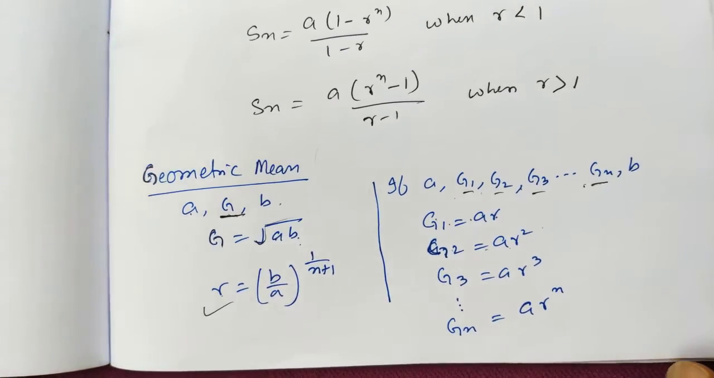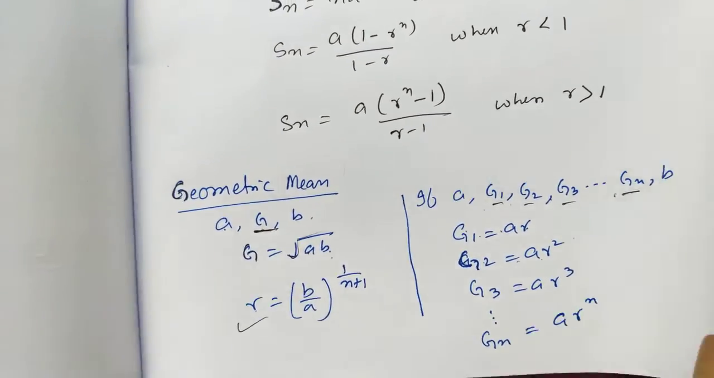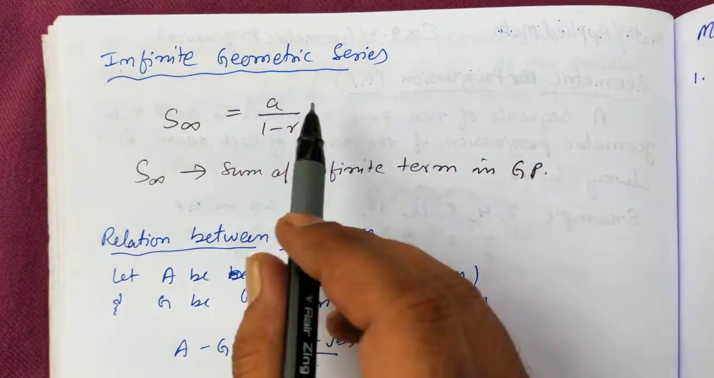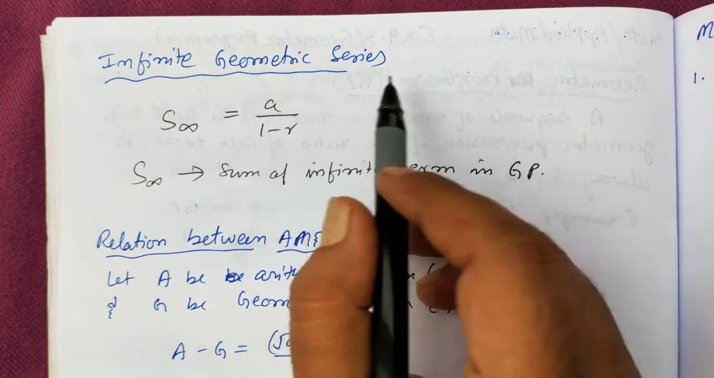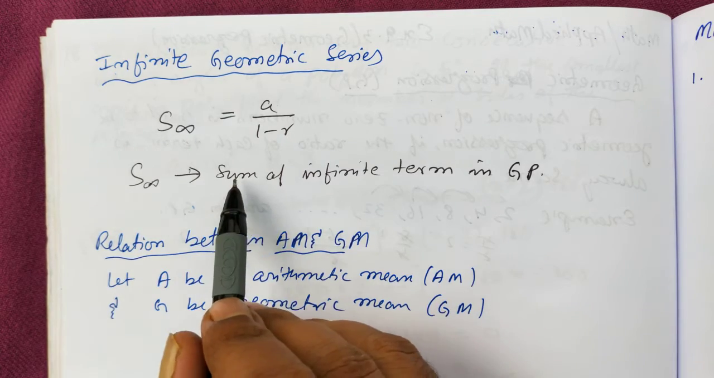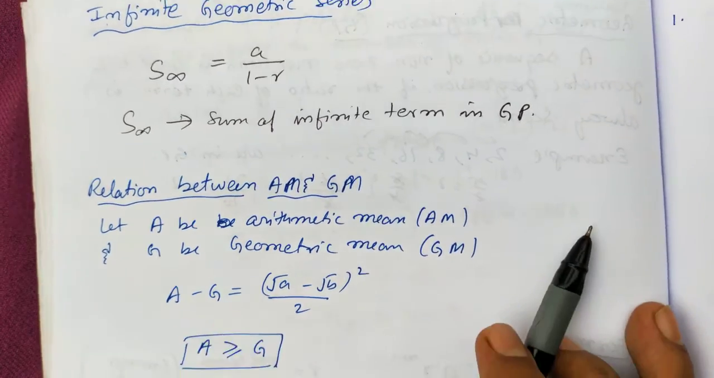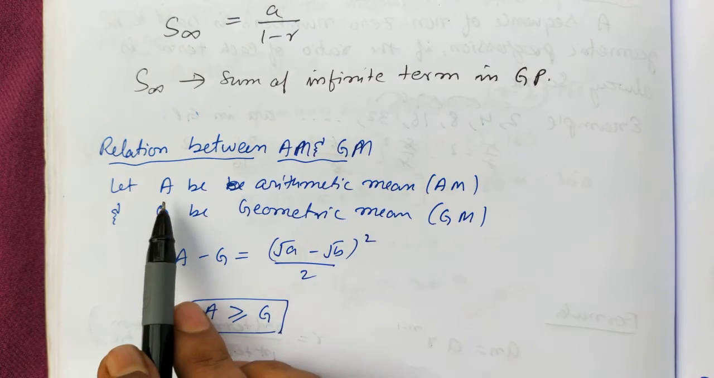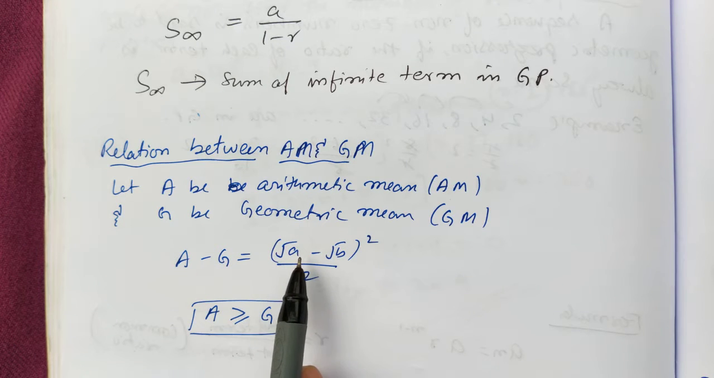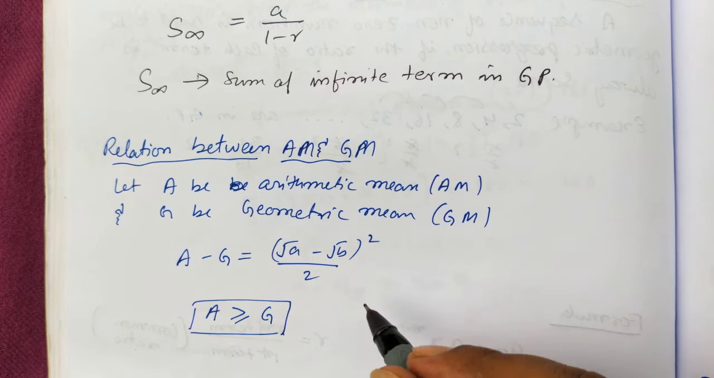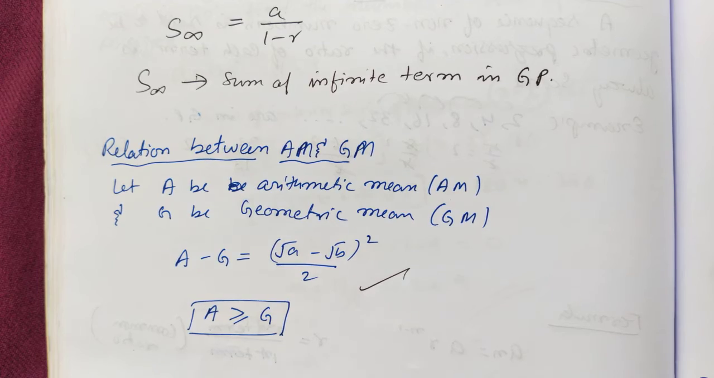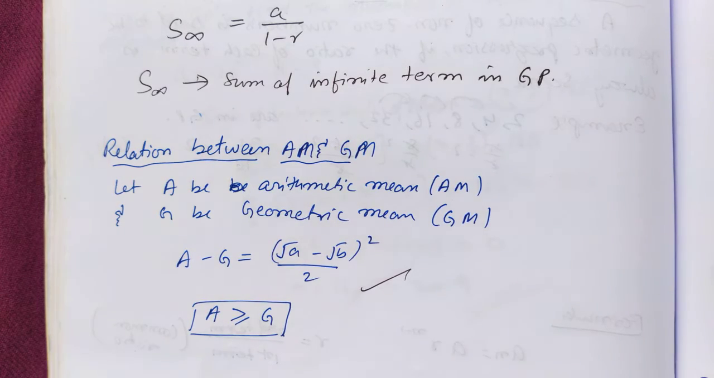Then you can note the formula for this exercise. If the series goes infinite, there is no nth term, the sum of the infinite terms is a by 1 minus r. S infinite means sum of infinite terms in GP. The relation between AM and GM: if A is the arithmetic mean and G is the geometric mean, A minus G is always (root A minus root B) whole square by 2. This is a formula. And you have to know that A is always greater than or equal to G. So this is the formula.